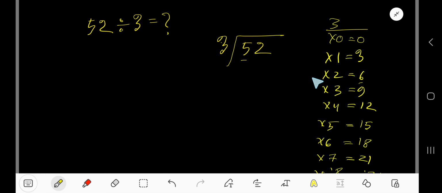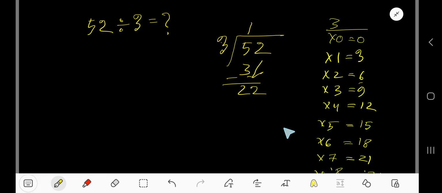3 goes into 5 how many times? 2 times is 6, which is greater, so 1 time, that gives us 3. 1 times 3, 3. Now subtract: if you take away 3 from 5, you get 2. Then you have to bring down the next digit.